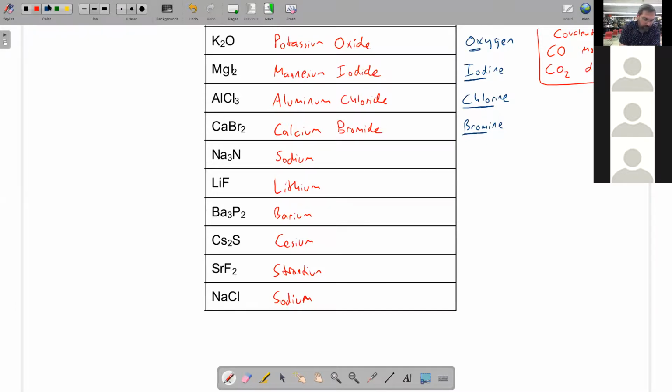For sodium and nitrogen, so this is nitrogen. You got to figure out where does the ide go. So it's not nitrogenide, it's not nitrogide, it's just nitride. So the NITR is preserved, and it's nitride.